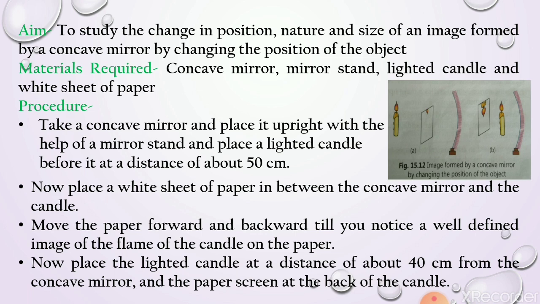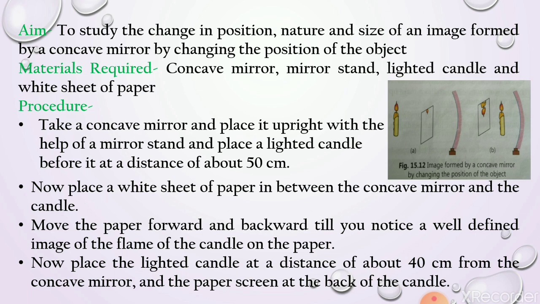As you can see in the diagram, in between the concave mirror and candle, one white sheet of paper is there. Now we will move the paper forward and backward till we get a well defined image of the flame of the candle on the paper. Okay, so we will move the paper forward and backward till we get a well defined image of the flame of the candle on the white sheet of paper.